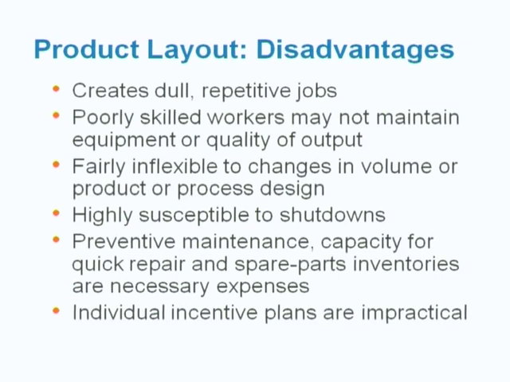How about bad points? For example, workers do repetitive jobs. For product layout, each job can be boring and workers may quit. It is very inflexible to changes in volume, product, or process design. So if we want to produce faster, we cannot adjust the layout or the machines. Or if you want to change the product design, we cannot change much, it is quite inflexible.